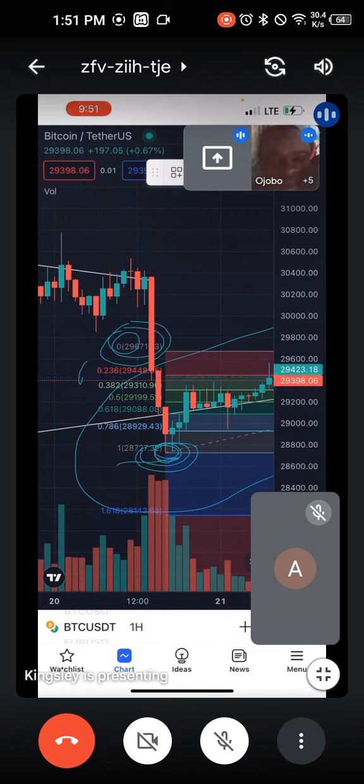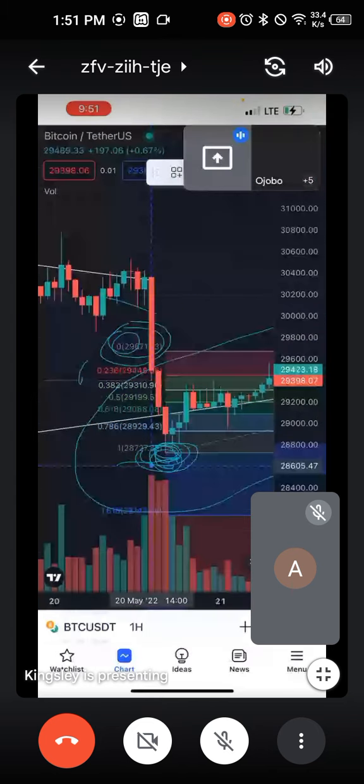Now what I'm trying to show you is that if you want to see how this works, you just place it from the lowest candle here to the topmost one when you have identified your trend.